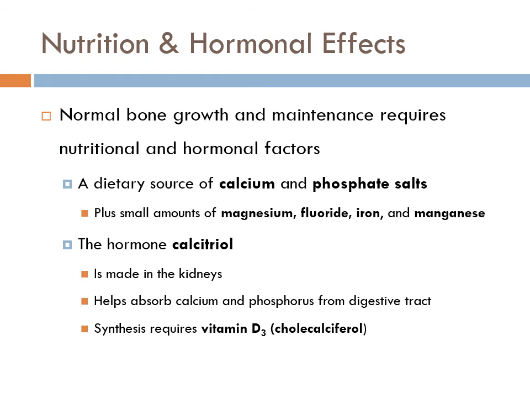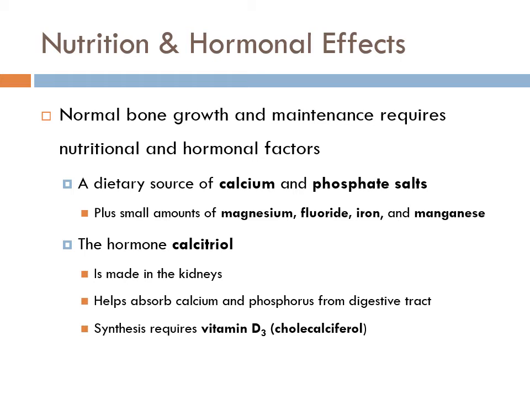In order to grow and maintain our bones, we have a lot of nutritional factors that we need, and then there are some hormonal factors that come into play. So we need a dietary source of calcium. Our bones are mostly calcium, so we need to eat a lot of calcium. We also need phosphate salts, magnesium, fluoride, iron, and manganese in order to properly maintain our bones.